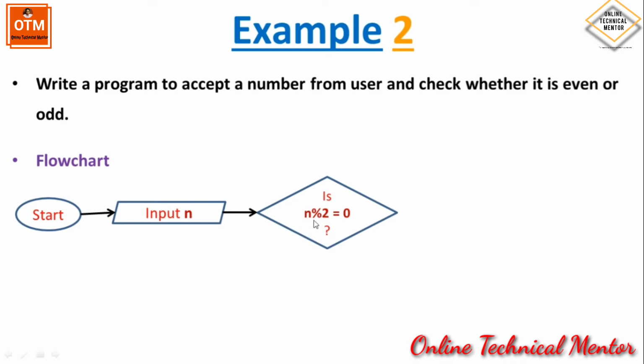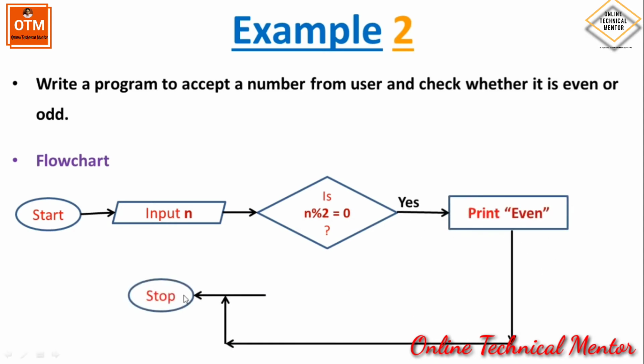For that, n is divided by 2, and if the remainder is 0, so I have used the percentage sign. This is the modulo sign which will find the remainder. When this condition, n mod 2 equal to 0, becomes true, it will print even, and then the program will stop. Now if this condition becomes false, in the no part it will print odd, then it will move to the end of the program.